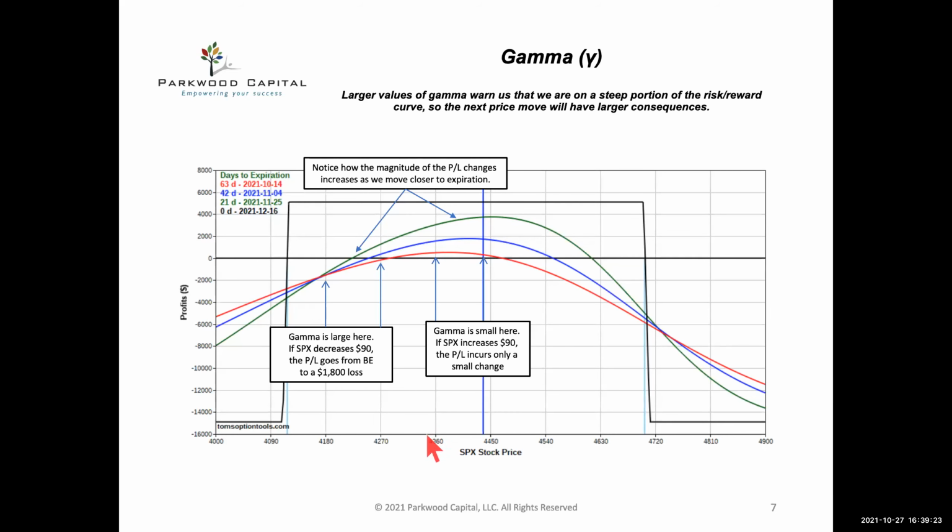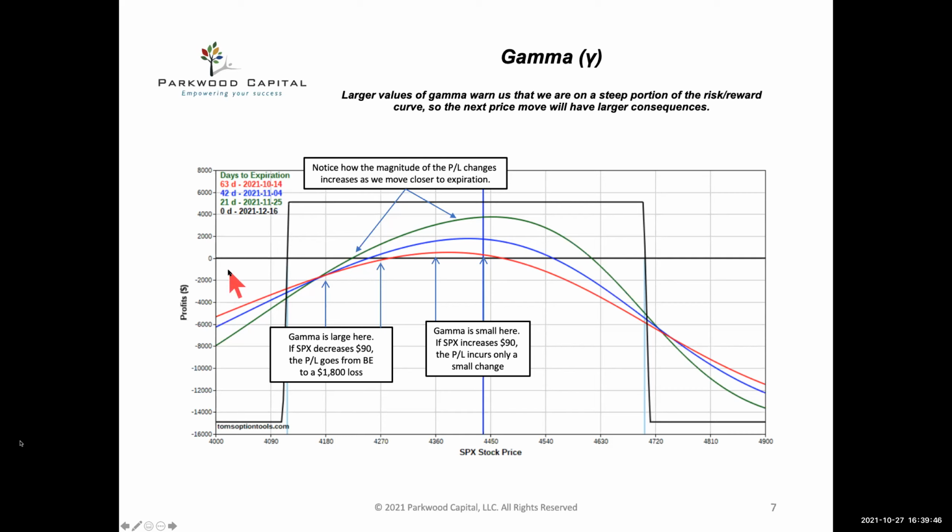Here's a risk reward curve to illustrate that. On the left, you'll see we have profit above the zero line here, losses below. And on the bottom, we've got the different prices of the S&P 500 index. Now notice each of these price bars down here are $90 apart. So this represents an increase of $90.